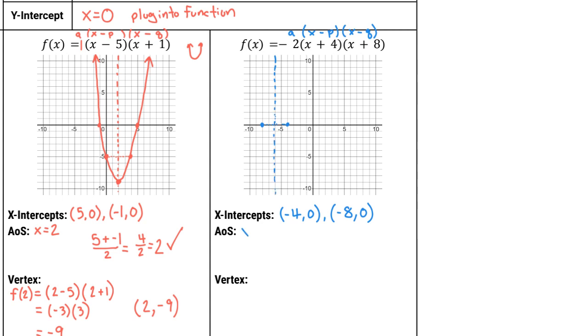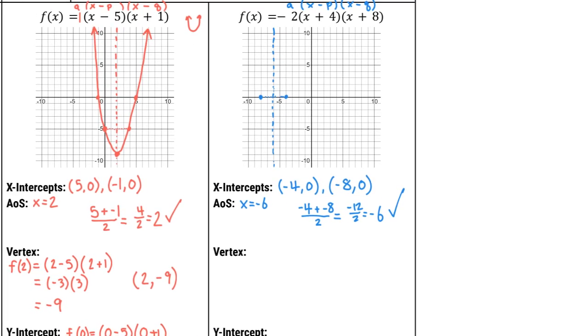So that is at negative 6. If I wanted to double check, I'm going to do negative 4 plus negative 8 divided by 2. And I'll find negative 12 divided by 2. And of course, that's negative 6. So we're good. We double checked.